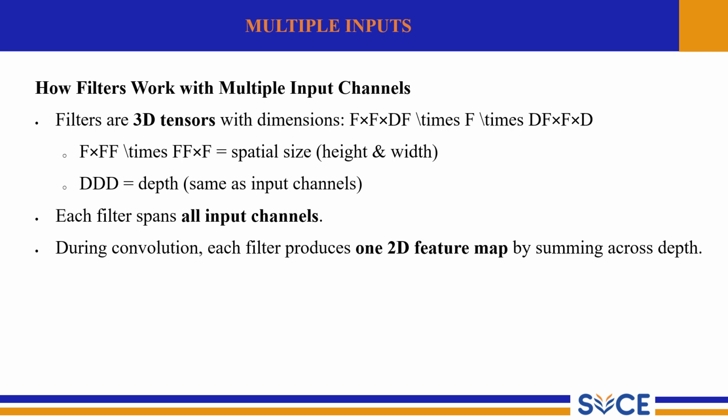During convolution, the filter multiplies its weights with the corresponding values in each channel and then sums across the depth dimension. The result of this operation is a single 2D feature map. This mechanism allows each filter to capture patterns that combine information from all input channels, such as edges, textures or color combinations in RGB images.